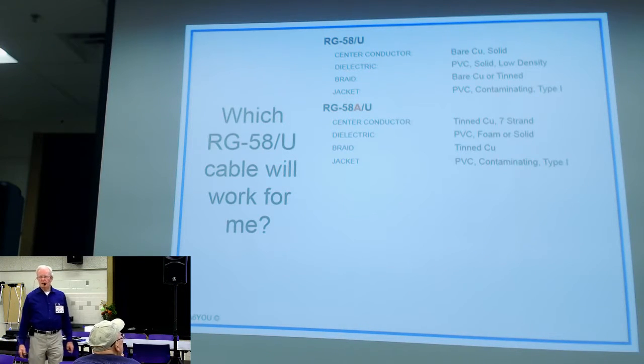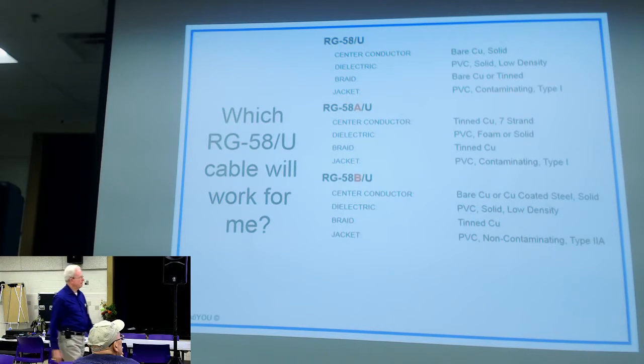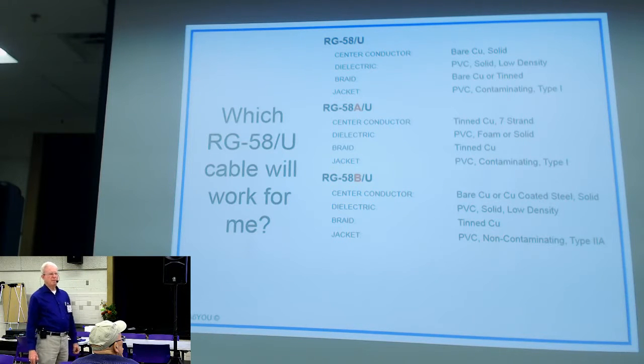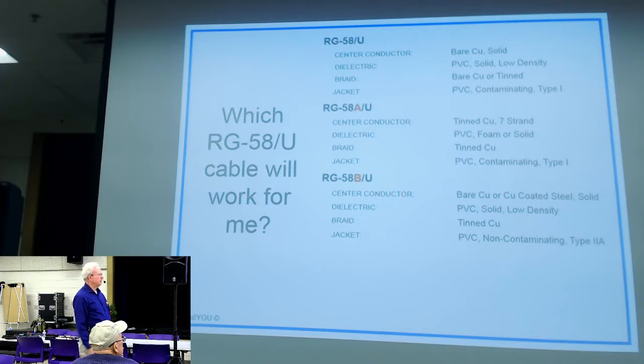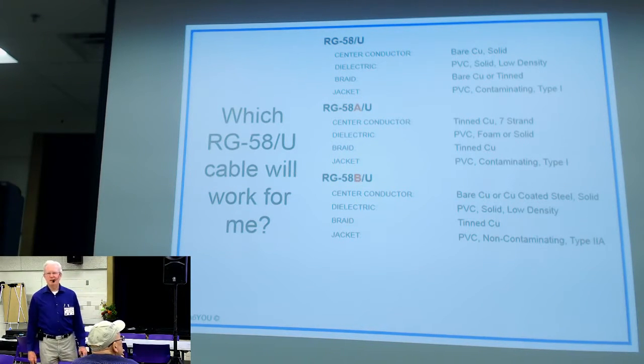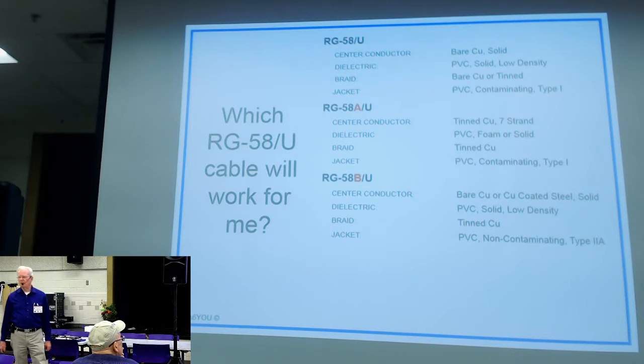I've even used it outside. Good grief, it's a contaminating type 1 jacket. No, you don't want that. RG58B is almost impossible to find. I have never even seen it for sale. Look what the center conductor is. Really? Copper-coated steel? No, we don't want to do that.